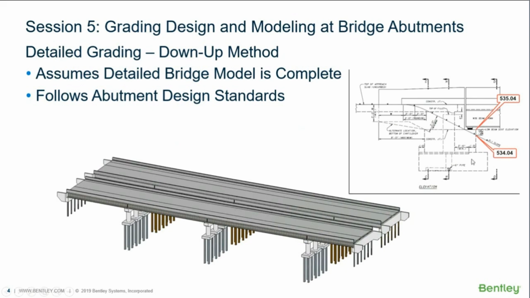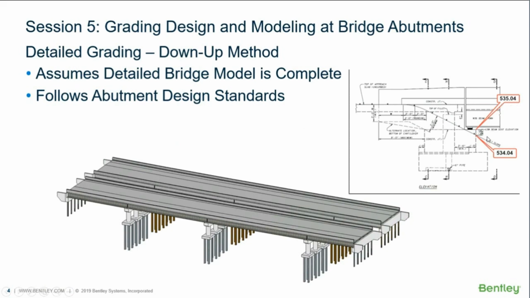And then over here, I have a design standard that I'm using for my abutment, and this is going to tell me some critical information for when I go to do my grading. You can see here the top of my beam seat, and this is going to be referring to the eastbound abutment here, which is this back abutment or the rear abutment. The top beam seat elevation there is 535.04.